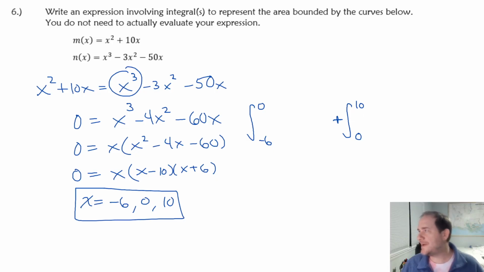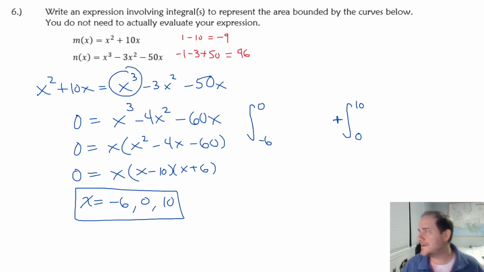And again, we just have to know which function is greater. So from -6 to 0, I guess I'm plugging in -1. And -1 is giving 1 minus 10, so -9. And -1 down here is giving -1 minus 3 plus 50. So that's what? Positive 46. All right, so that one, n, wins by a mile.